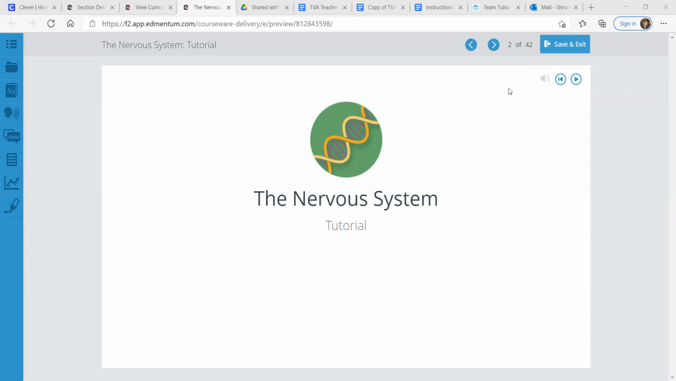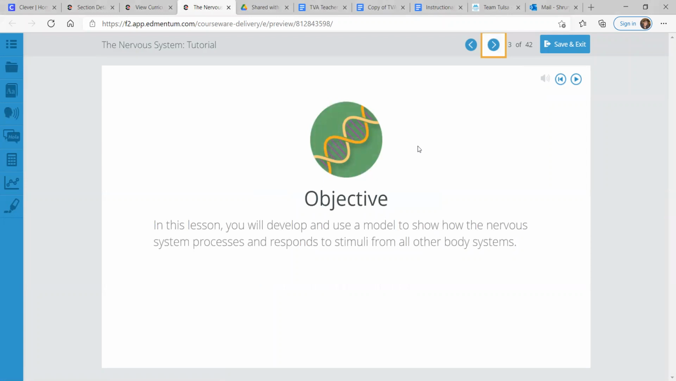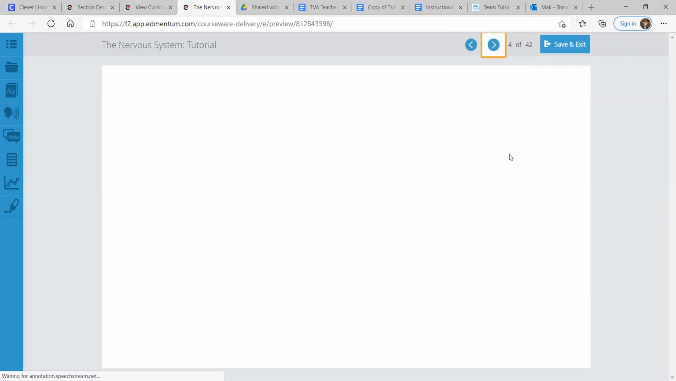And today we're going to look at the nervous system. After this lesson, we'll develop and use a model to show how the nervous system processes and responds to stimuli from all other body systems. So let's get into that.